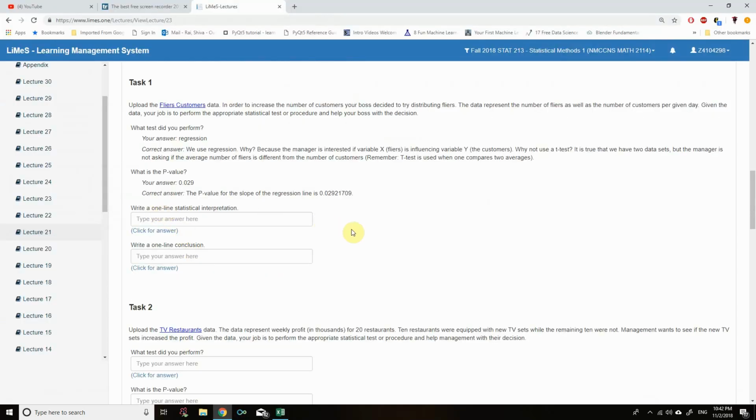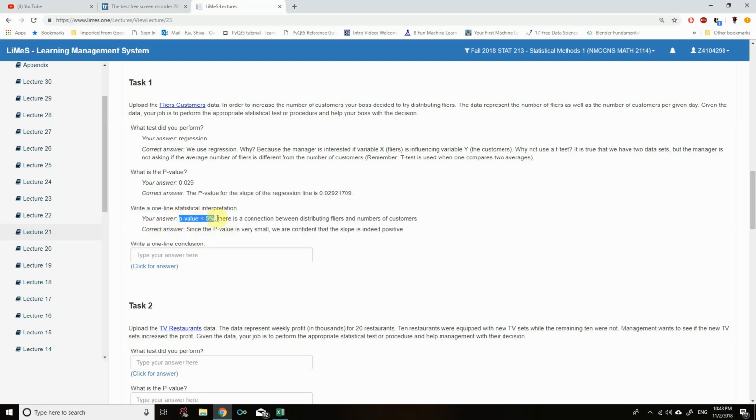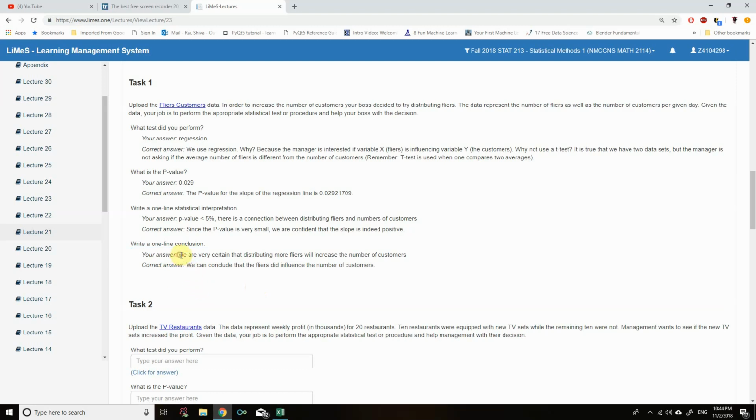One line statistical interpretation. So what we write down is, since the p-value is less than 5%, there is a connection between distributing flyers and the number of customers. Okay, since 0.029 is nearly 3%, which is less than 5%. So if we distribute more advertisement, then you will get more customers. That's what it says. So what we write is, we are very certain that distributing more flyers will increase the number of customers. Okay. And we can conclude that flyers did influence the number of customers.